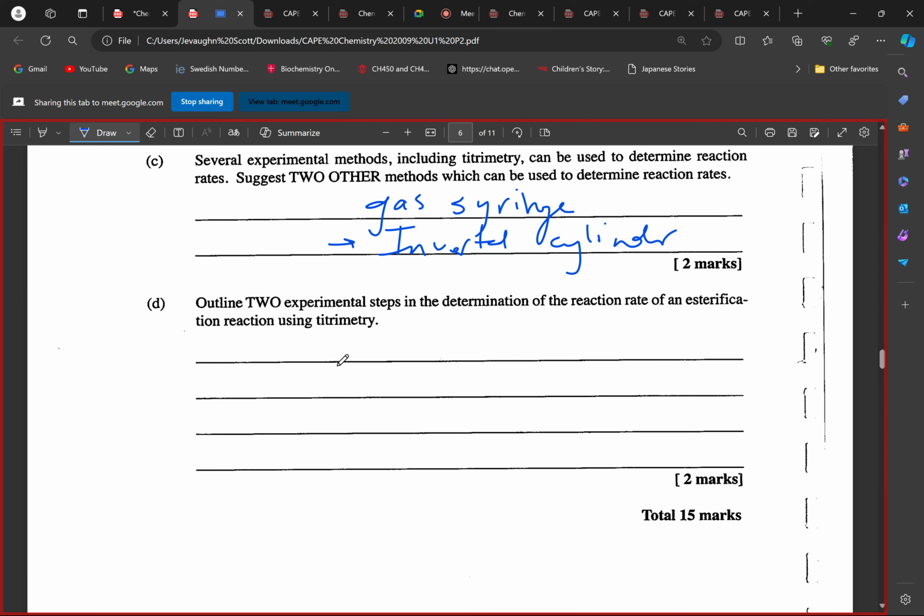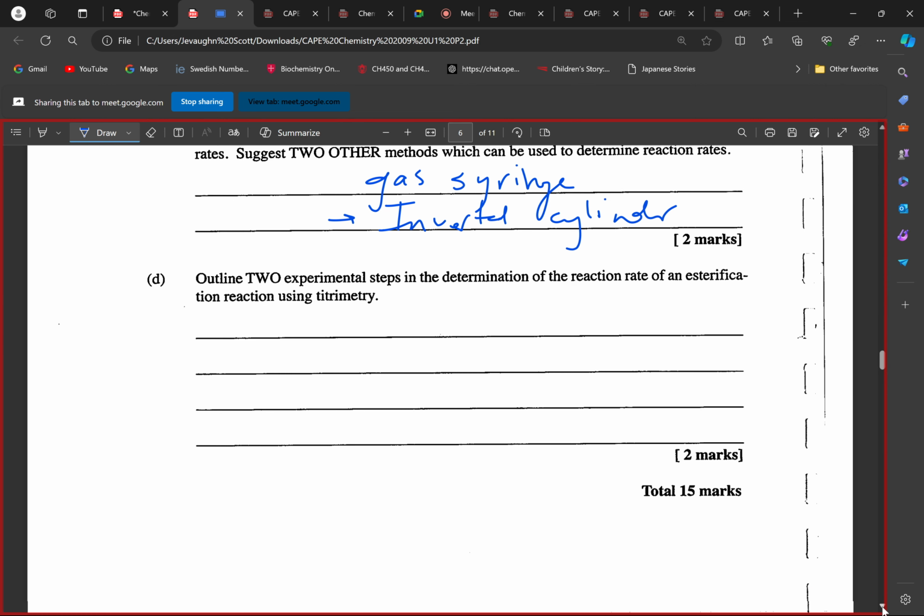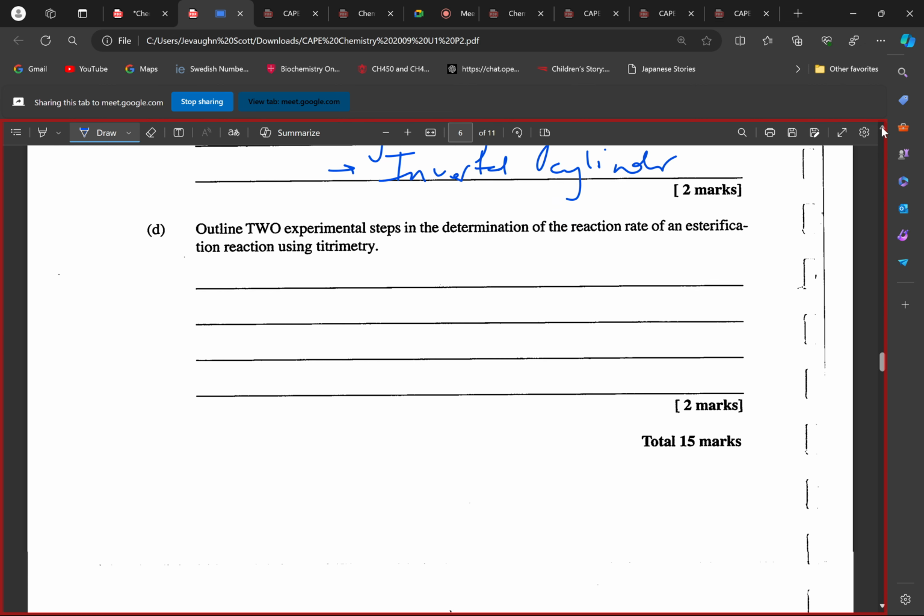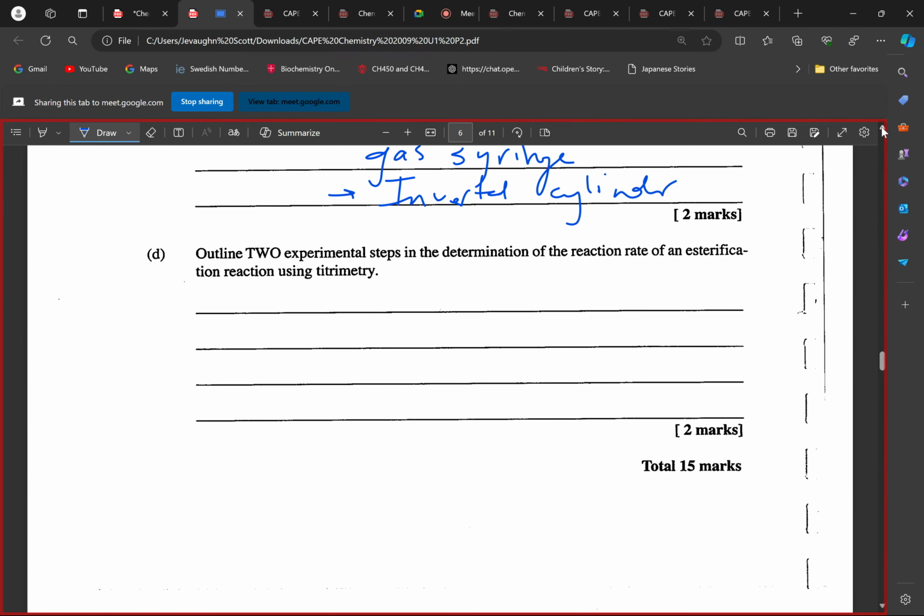Excuse me, sir. Go ahead. I went away from my device for a bit, sir. What was the answer for the graph question? Okay, we're going to get back to that, but let us just complete this here because this is the end of the 2009 rates of reactions. So let's just complete this and we'll go back up.